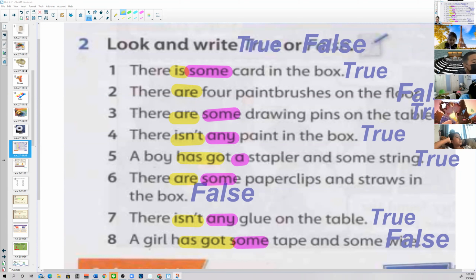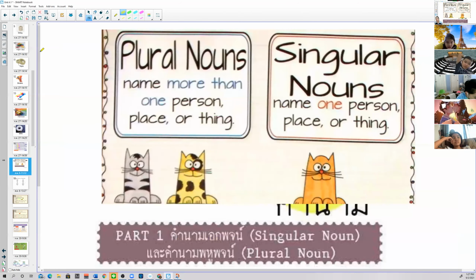Okay, can you guess what we're going to learn about today? We'll learn about nouns, okay? Anyone know what nouns are? Nouns are things that you call, right? You use names, also things that you call people. So in English, we separate them into 2 categories: plural nouns and singular nouns. Plural, you use it to call more than one. Singular is only one. It could be a person, place, or a thing.